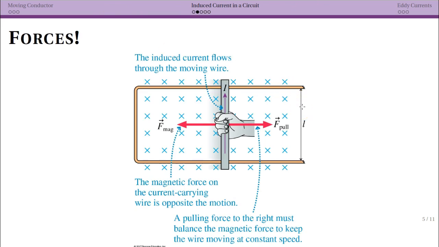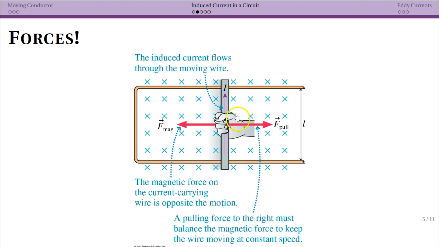So now let's think about why the bar is moving. We've said it is moving, but there actually needs to be a force applied, and this is pretty interesting. Something has to be actually pulling the bar to the right, like a hand or a motor, whatever you want. But something literally has to be pulling it to the right. Otherwise, it wouldn't be moving at a constant speed.